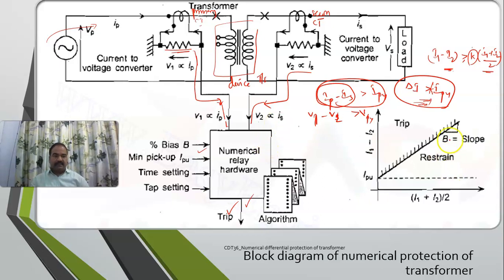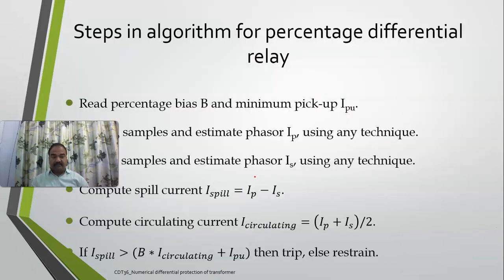Okay, so this is the characteristic. This is your bias current, which I told you, and this is your differential current. If your differential current is greater than your bias current, then this is your trip zone. If it is less than this, then it will be restrained, so you won't be getting any trip signal. The minimum value is going to be IP, the pickup value of the currents.